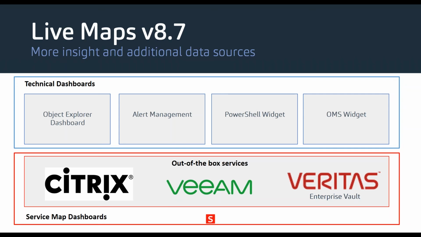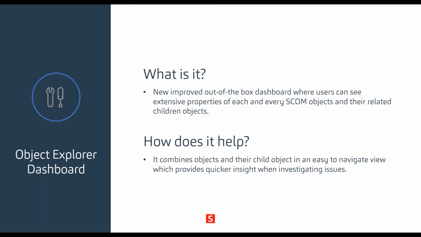So to continue down, first one is the Object Explorer. What is it? Basically, it's a new improved, out-of-the-box dashboard. You can now drill into individual objects and find any of the child objects, see those performance counters, navigate around, and get information and insight into that particular object that you probably wouldn't have seen, especially from a native SCOM dashboard or any other location. So it's helping you view things completely differently and allowing you to search for the things that you're after.